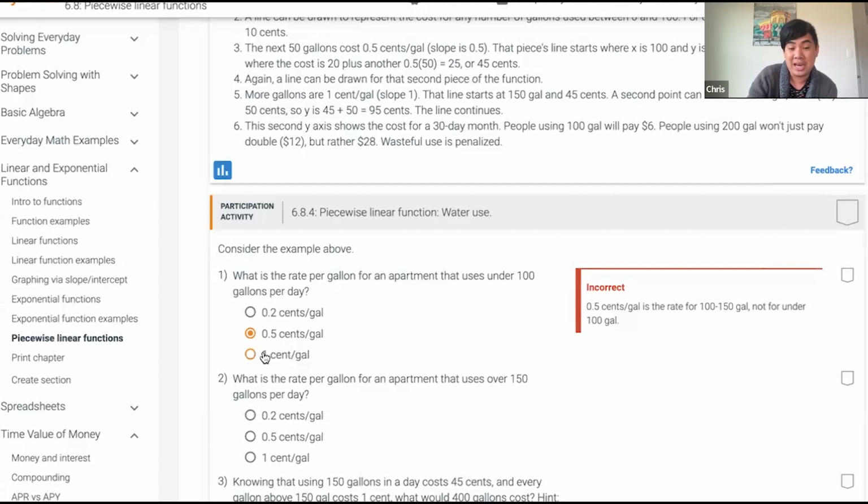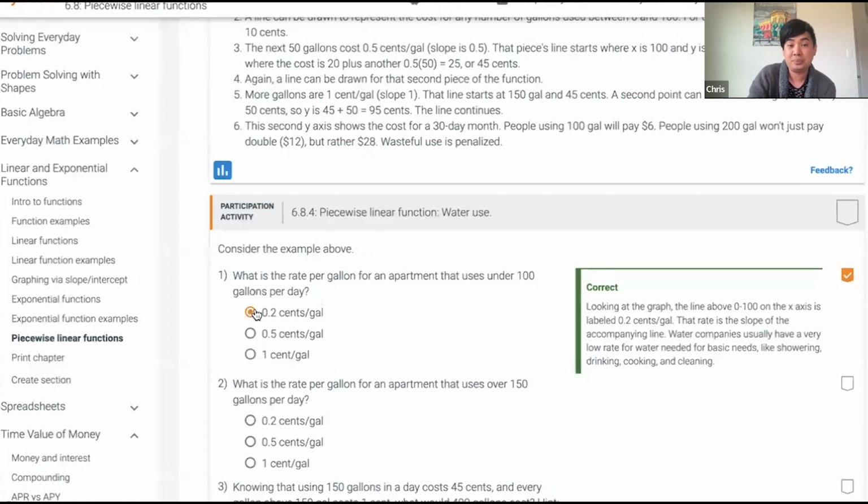So that's why, as subject matter experts, we really pick distractors that really identify what common misconceptions there might be, and really refocusing a student's attention towards how you get the correct answer. And as I mentioned, the correct answer here is 0.2 cents per gallon.